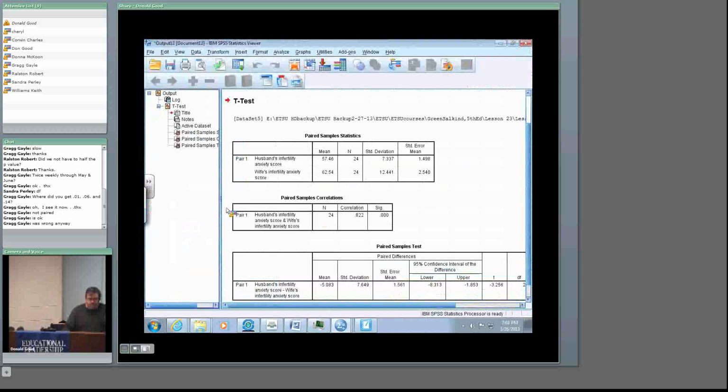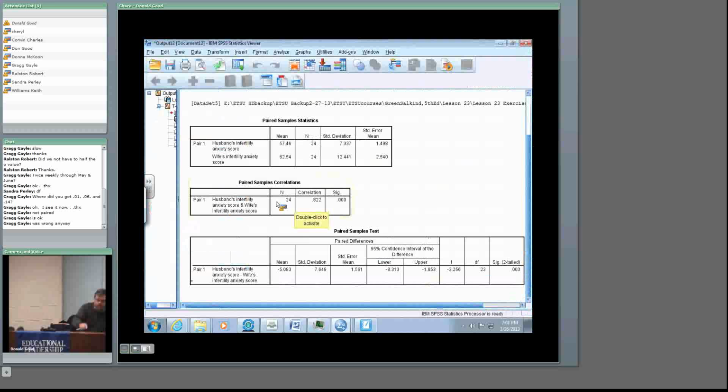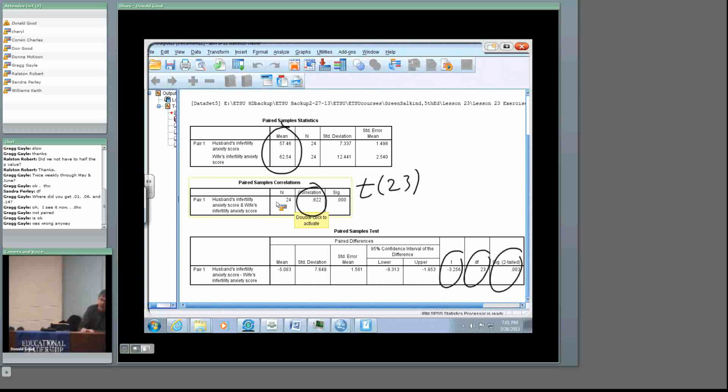All right, here are our means. Average men's anxiety scale is 57. Average wife's anxiety scale is 62. Here's one where I think the correlation is interesting. Yeah, if one tends to be anxious, the other tends to be anxious. High, strong, positive correlation. But that's not what we're looking for. We're looking at the t-test, which involves these numbers. So t for 23 degrees of freedom, the number of pairs minus 1, is equal to 3.256. P is 0.003, which is less than 0.05. Therefore, there is a significant difference between the anxiety level of husbands and wives in infertile couples. The wives' is significantly higher.